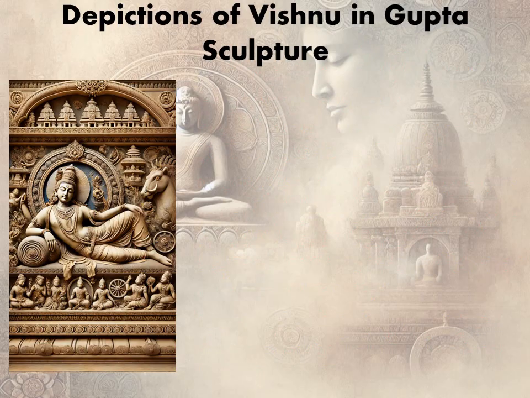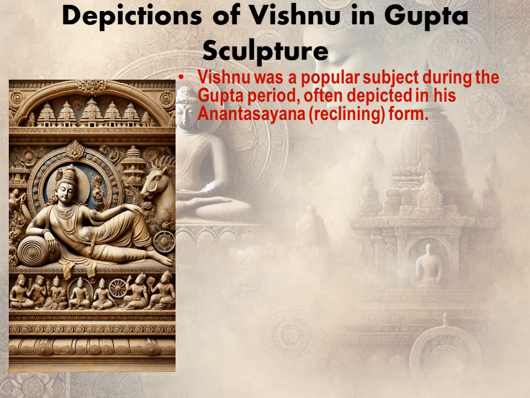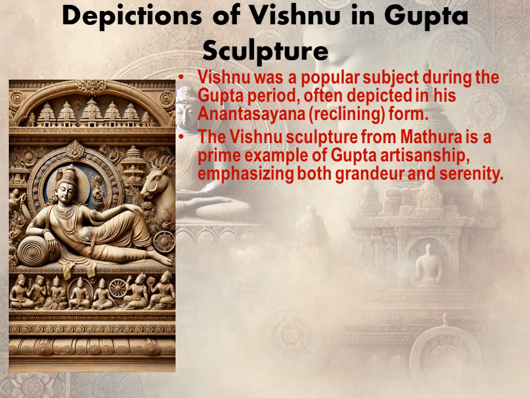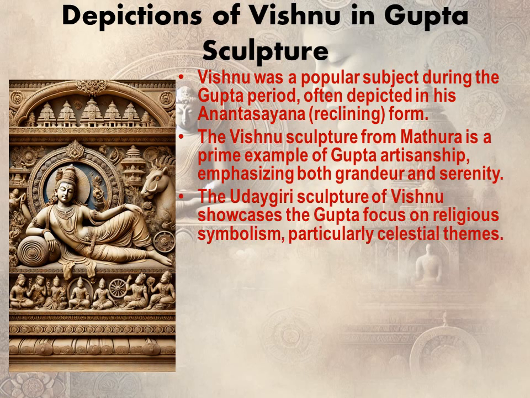Depictions of Vishnu in Gupta sculpture. Vishnu was a popular subject during the Gupta period, often depicted in his Anantasayana reclining form. The Vishnu sculpture from Mathura is a prime example of Gupta artisanship, emphasizing both grandeur and serenity.